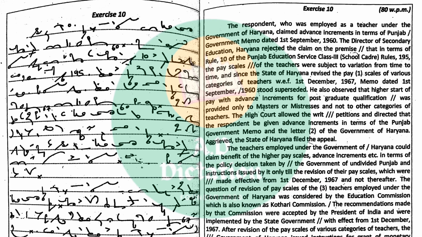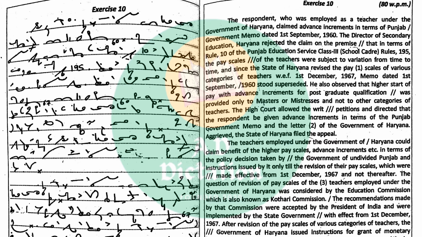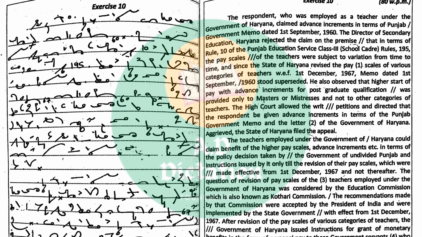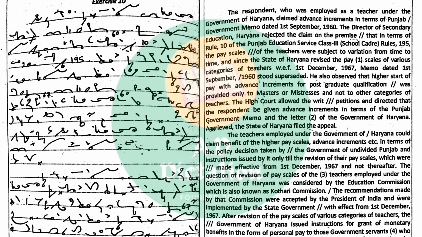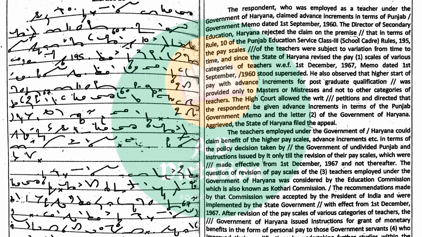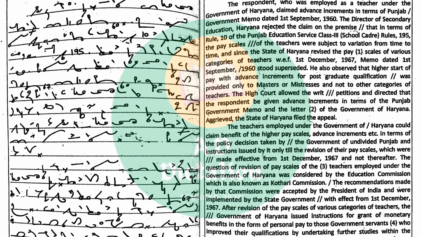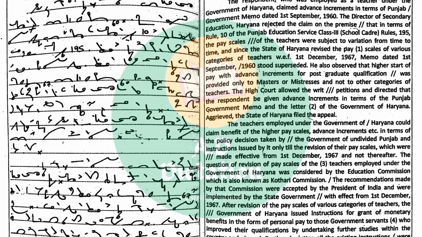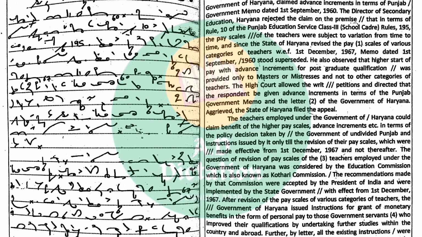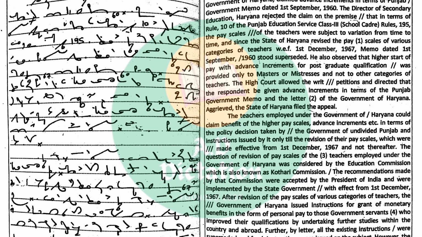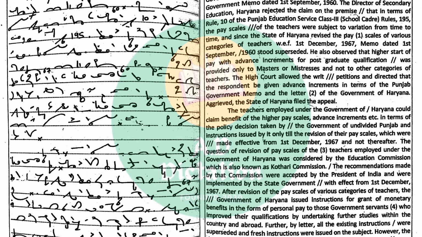He also observed that a higher start of pay with advance increments for postgraduate qualification was provided only to masters or mistresses and not to other categories of teachers. The High Court allowed the writ petitions and directed that the respondent be given advance increments in terms of the Punjab government memo and the letter of the government of Haryana. Aggrieved, the state of Haryana filed the appeal.